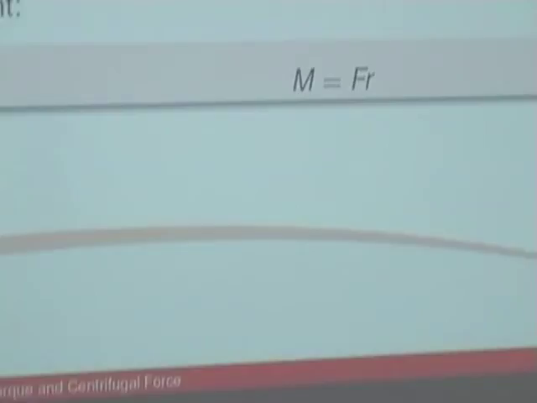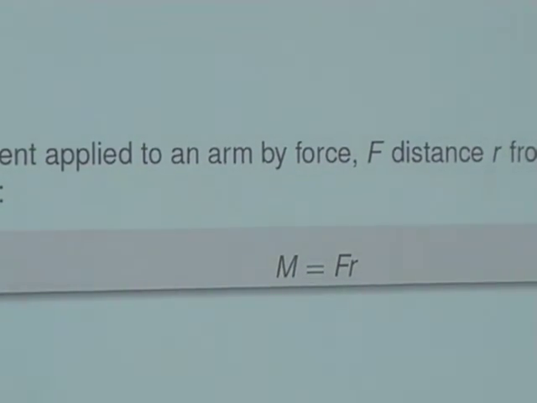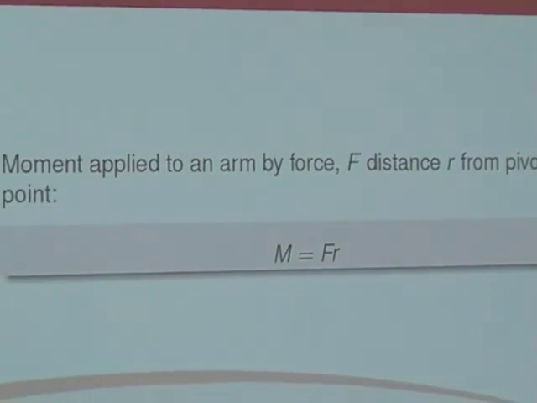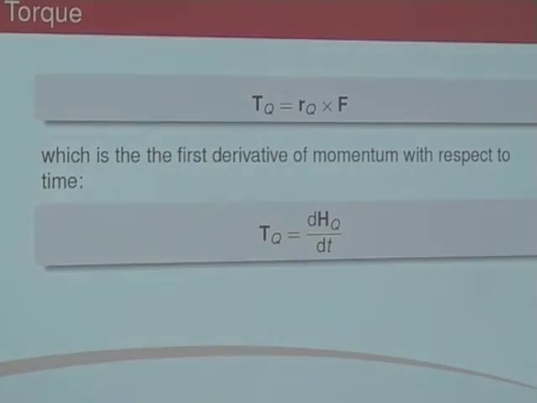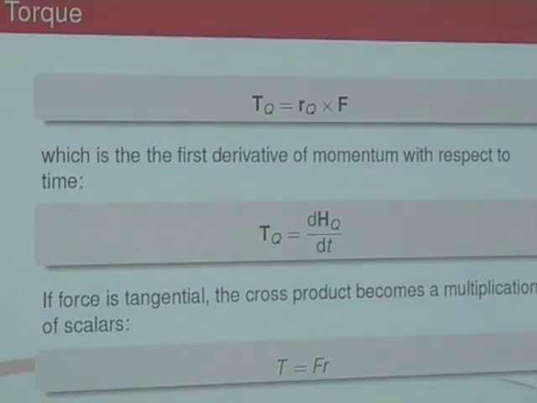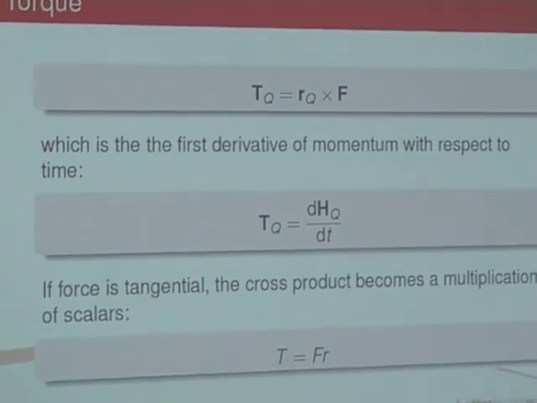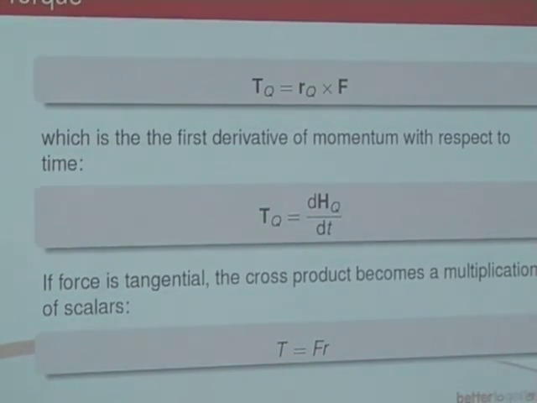Okay, so in summary, moment applied by a force is the force times the distance. We all know that. Torque, if you're dealing in vectors, is r cross F, not F cross r, which is what you get when you take the first derivative of momentum. You get torque. And if the force is tangential, the cross product becomes just a simple multiplication, force times distance, which is what we have for moments as well.